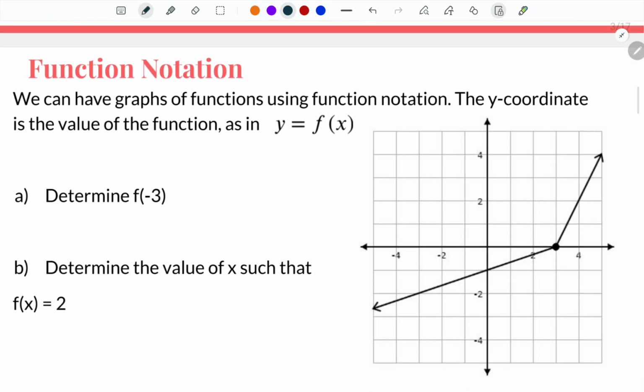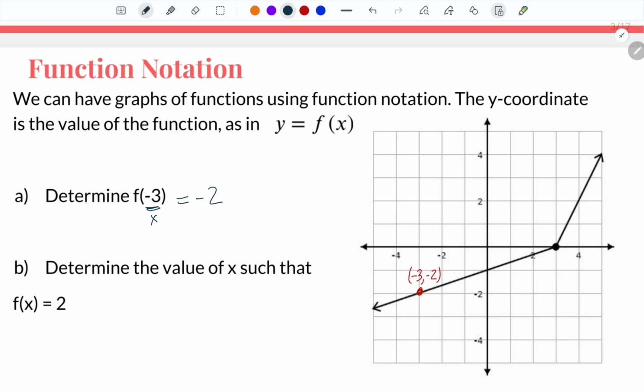Okay, and we also saw graphs with function notation. Remember, all that it means is that the thing inside your function notation, that is your x. And so then what the function notation is asking for essentially is what is the y value? So if we're looking at -3, we're looking at, well, where's -3 on the graph? That's the point (-3, -2). So the corresponding y value is -2, so f of -3 is -2.